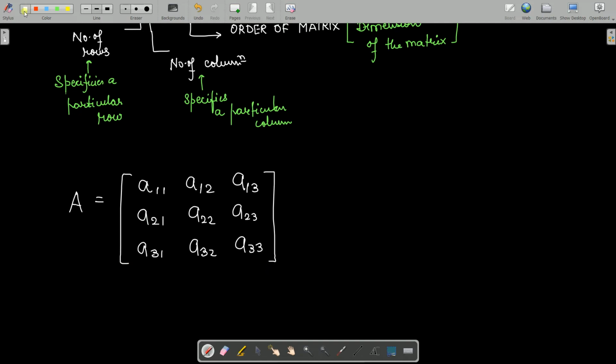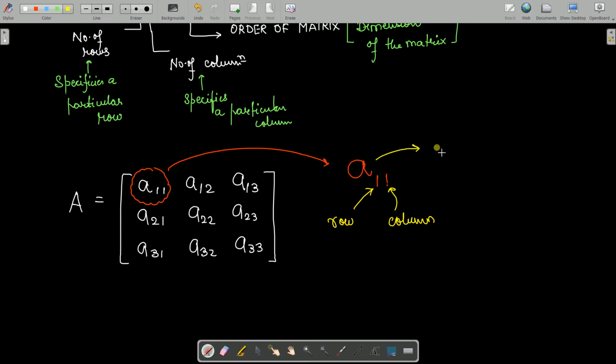Fine, now let's pick up one element and see what it means. If I write a11, I told you the first index signifies the row, and the second one signifies the column. So for this particular element, I can say that this is the element lying in the first row and first column.